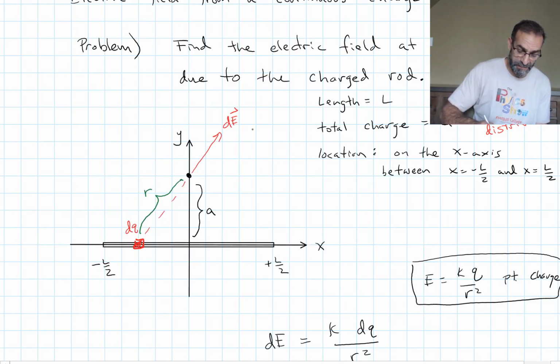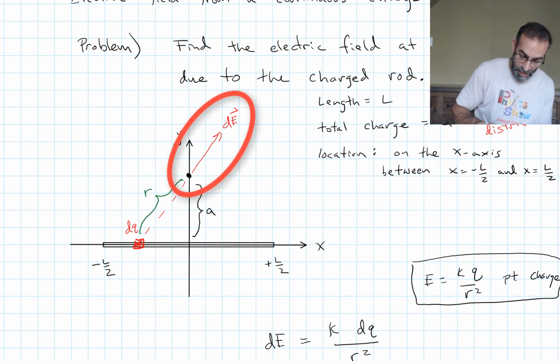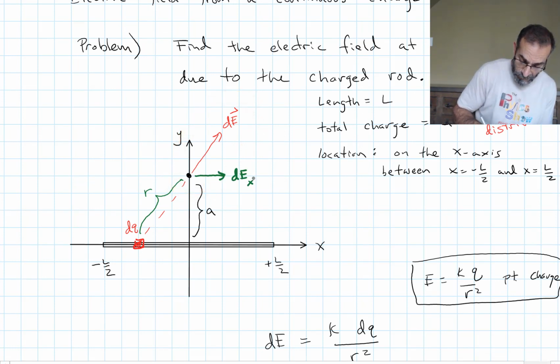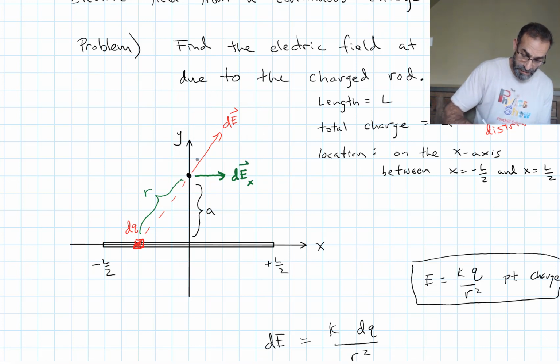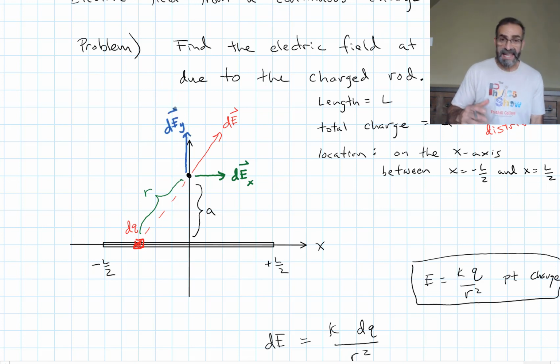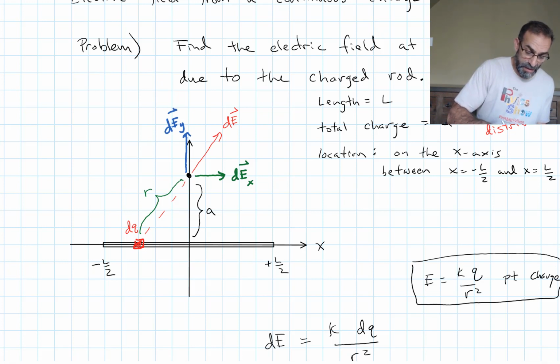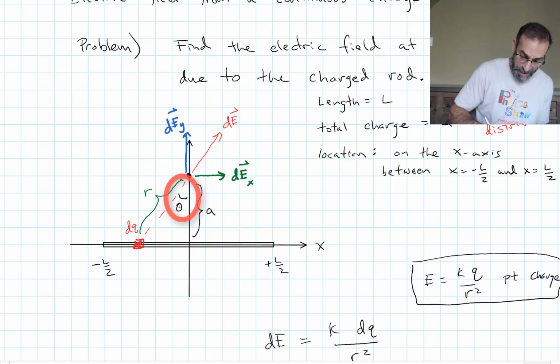Here's our vector, dE. We want our x component to point in this direction. And I'll use blue for my y component. We want that to point in this direction. So we need an angle. Doesn't matter what angle you pick. Probably the one that makes the most sense is this one right here. Call that theta. And if that angle is theta, then so is this one.